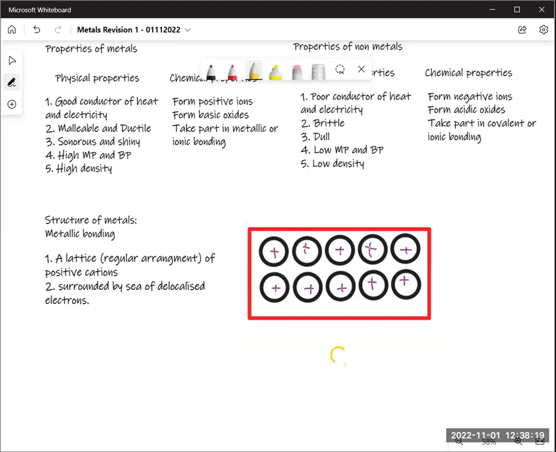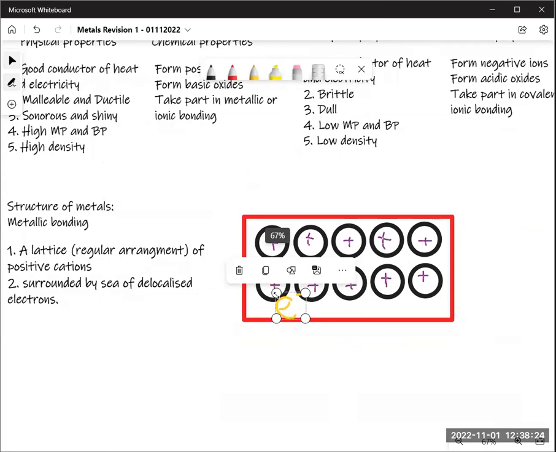Anas, what do MP and BP mean? Melting point and boiling point.